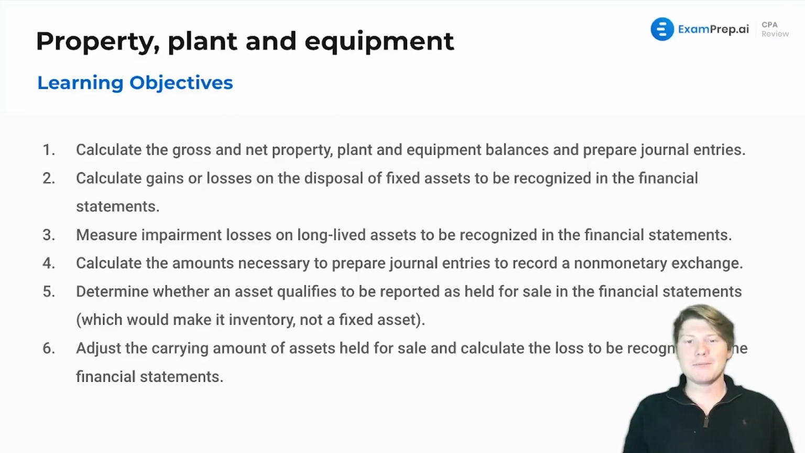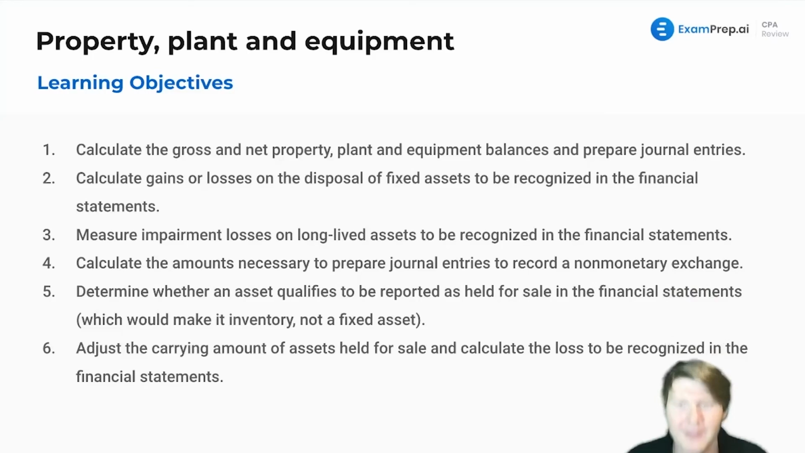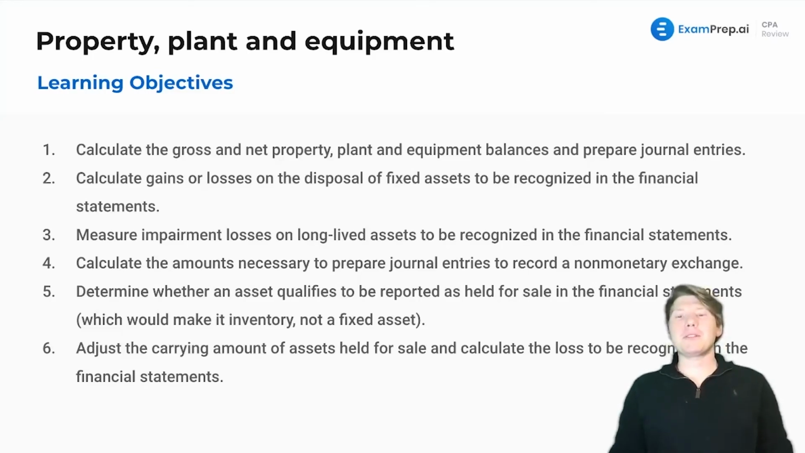That makes sense. Lastly, we want to adjust the carrying amount of assets held for sale and calculate the loss to be recognized, right there, in the financial statements. Lots to see here. I don't want to keep you waiting. I'm excited. Let's dive in and see what we've got.